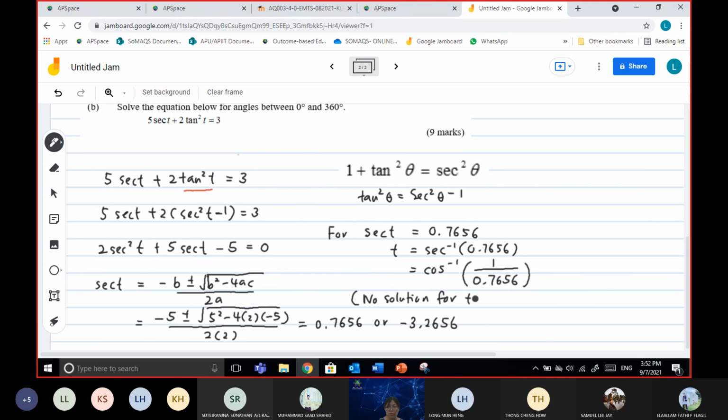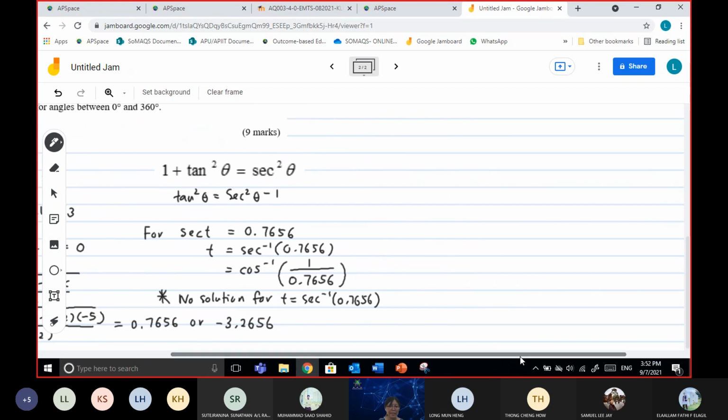No solution for t equals arc secant of 0.7656. Okay, so if there is no solution for this one, then it's okay. We just move on to the next one. Then we proceed to the second value, secant t equals negative 3.2656.